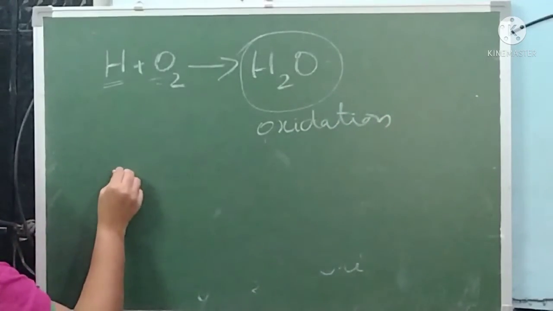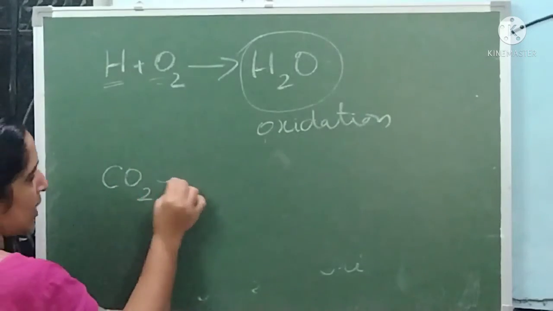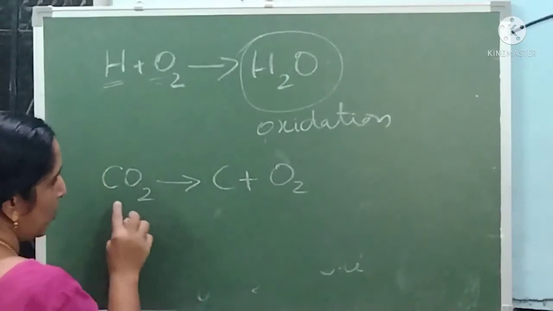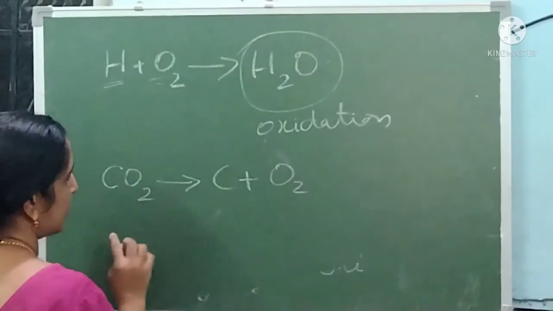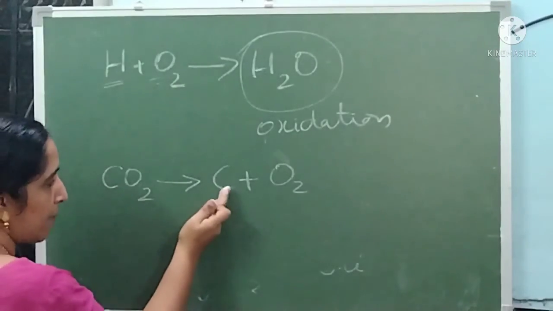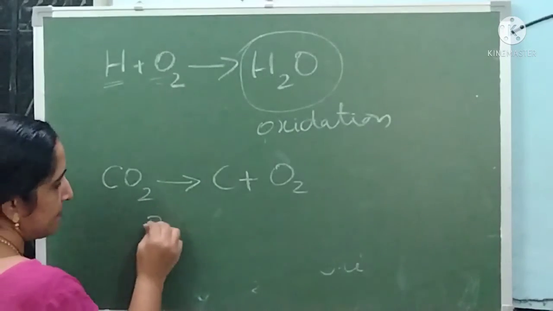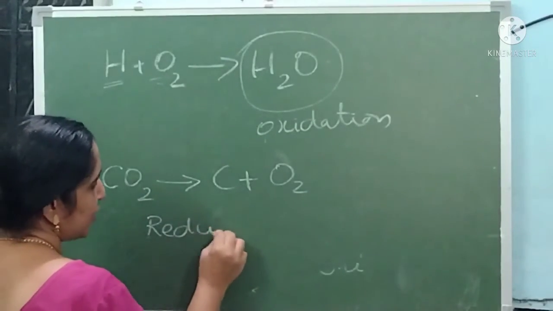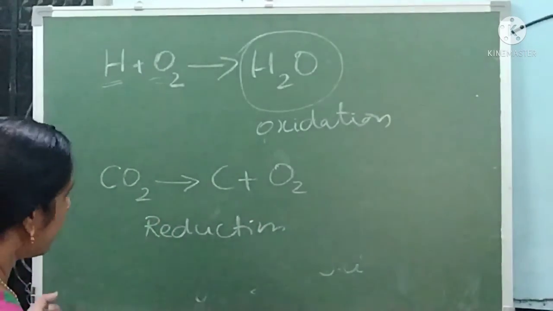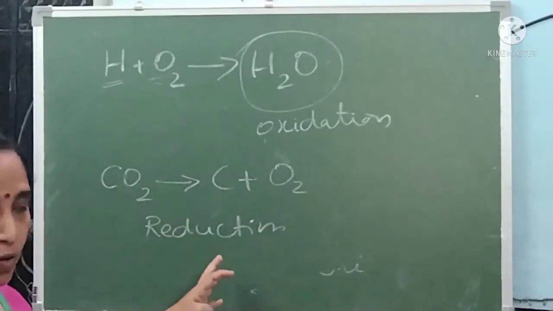Suppose for example, CO2 gives C plus O2. CO2 is divided into carbon and oxygen. Here the carbon dioxide loses oxygen. Carbon has lost the oxygen from CO2. Hence it is called reduction. Already carbon dioxide has oxygen atoms, but after the reaction the oxygen atoms are reduced. Hence it is called reduction.